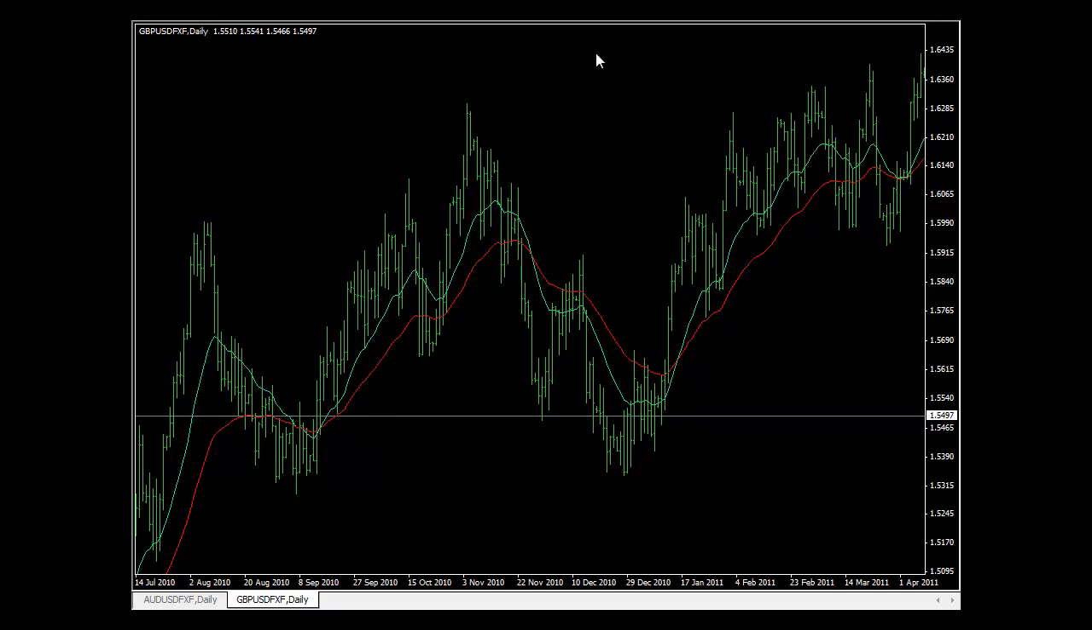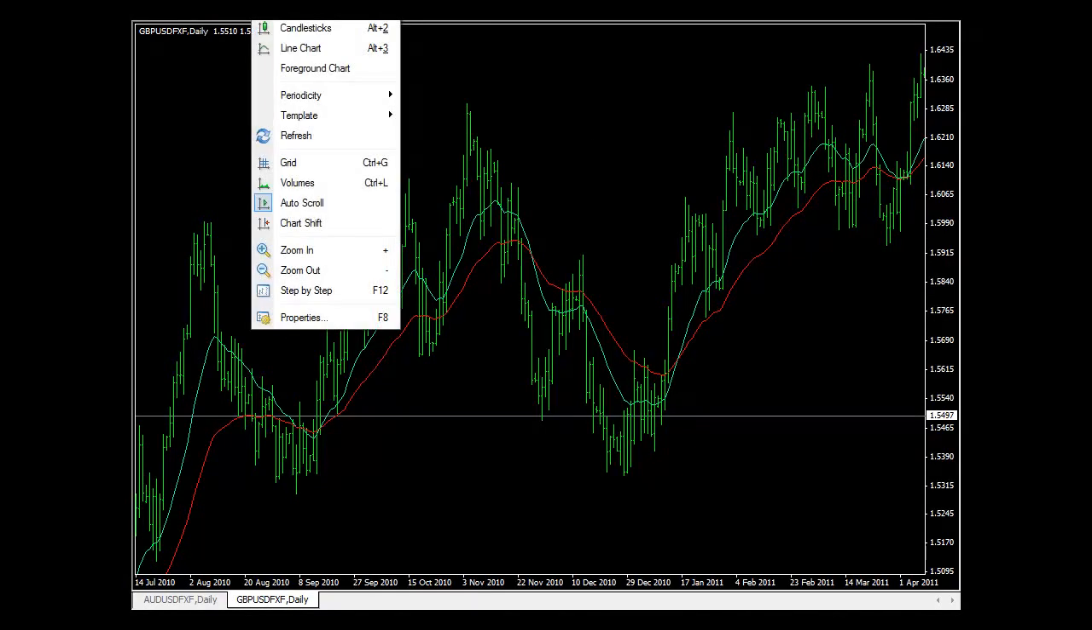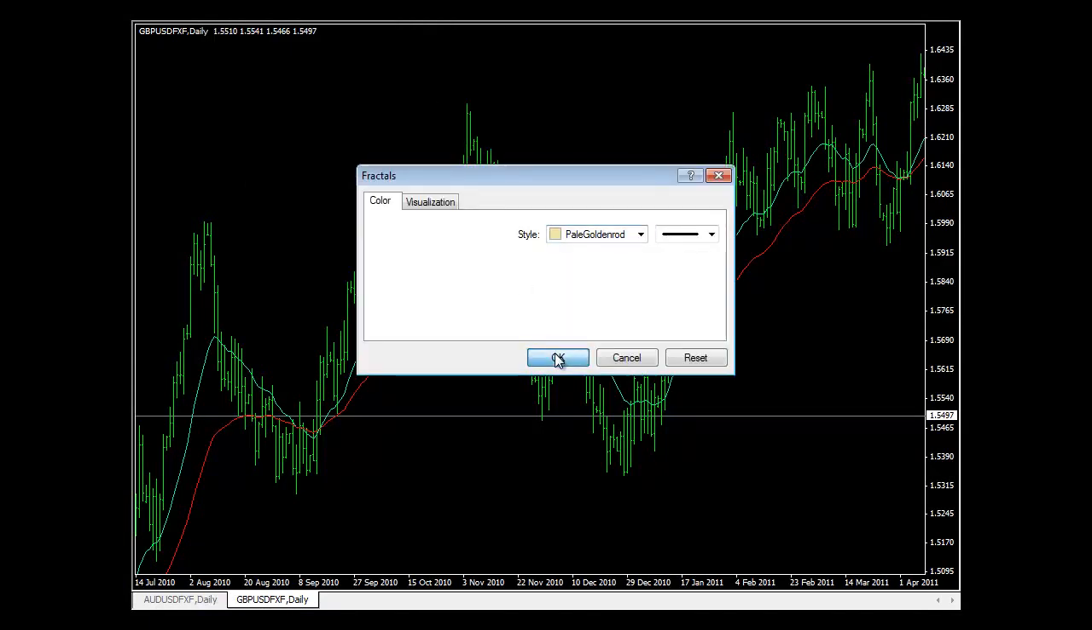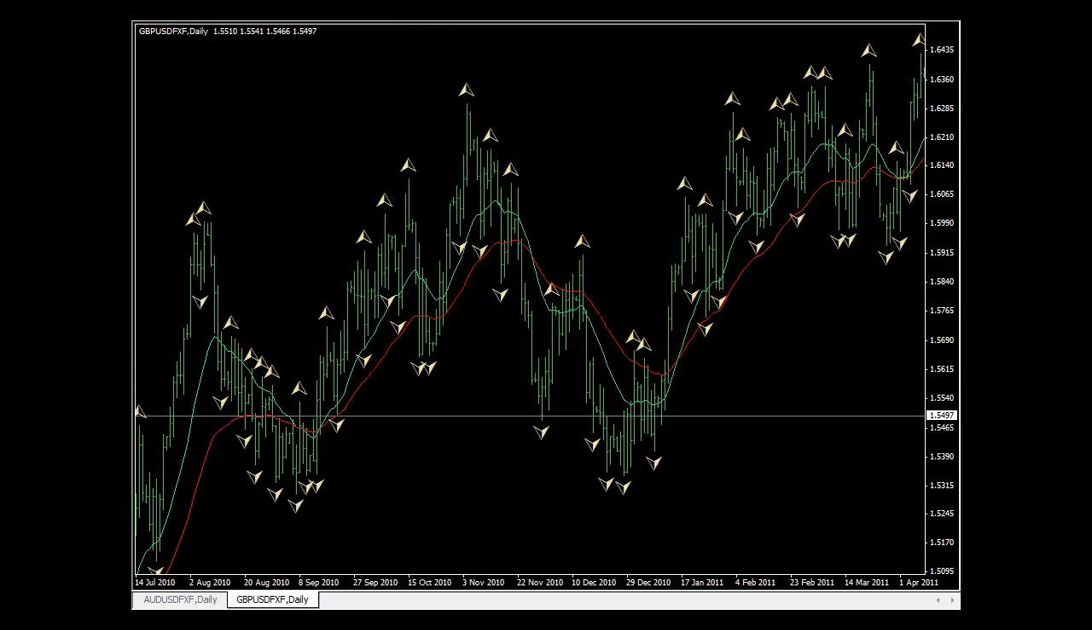Okay, I'll just go over just one example here, and then we'll close this up. I think we pretty much beat this one to death. The fractals, plot them on there. All right, and let's zoom in.